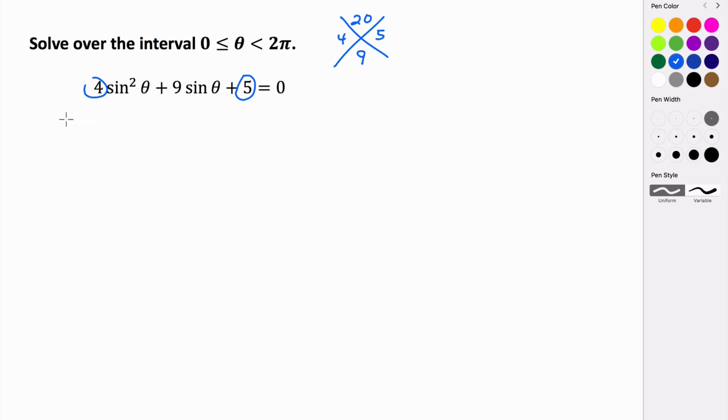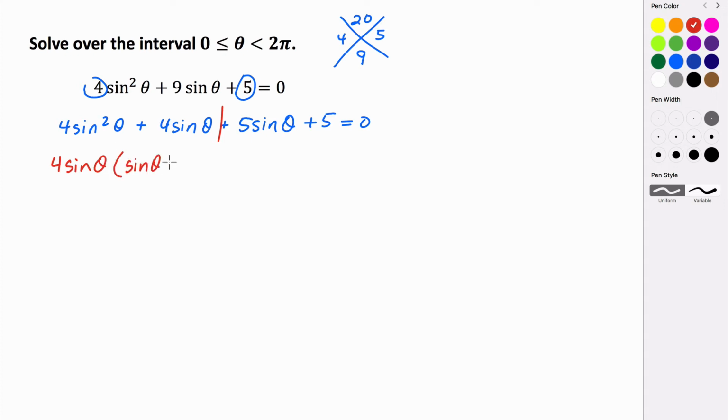So it ends up being 4 sine squared theta plus 4 sine theta plus 5 sine theta plus 5 equals 0. So we're going to factor by grouping. So split these and factor out the common factor. So we can factor out a 4 sine theta times sine of theta plus 1. And then here we can factor out a 5, so plus 5 times the sine of theta plus 1 equals 0.